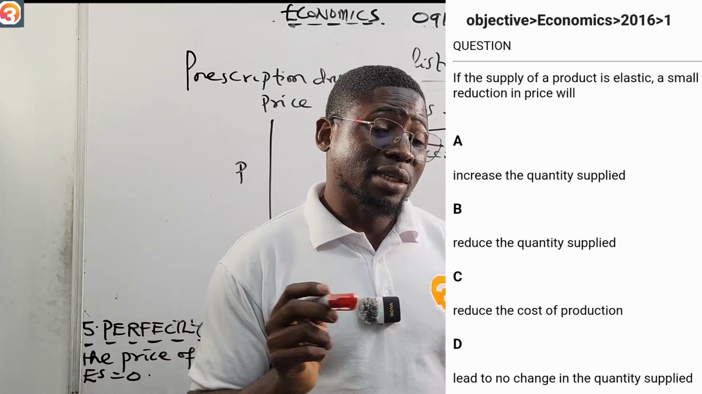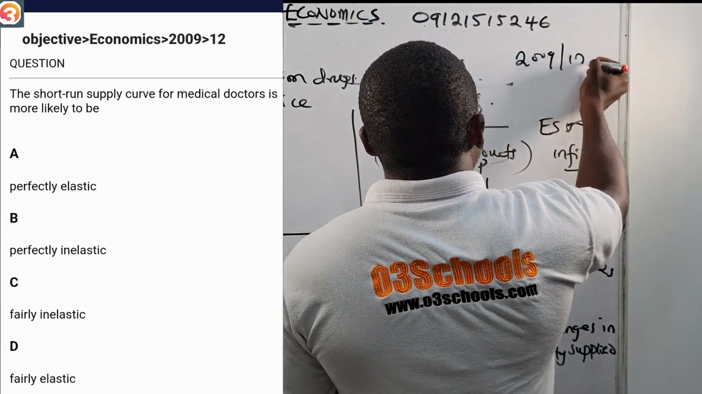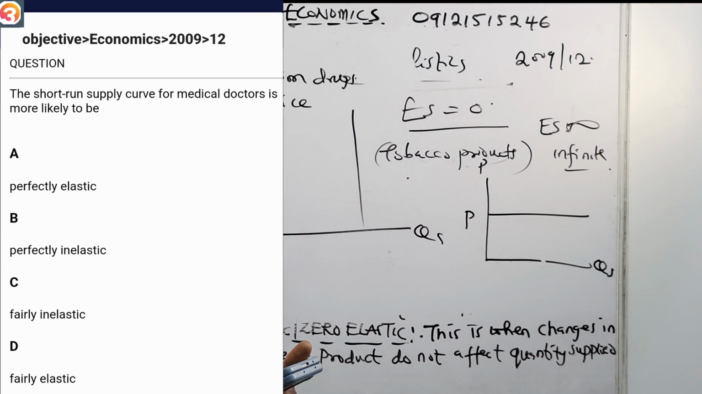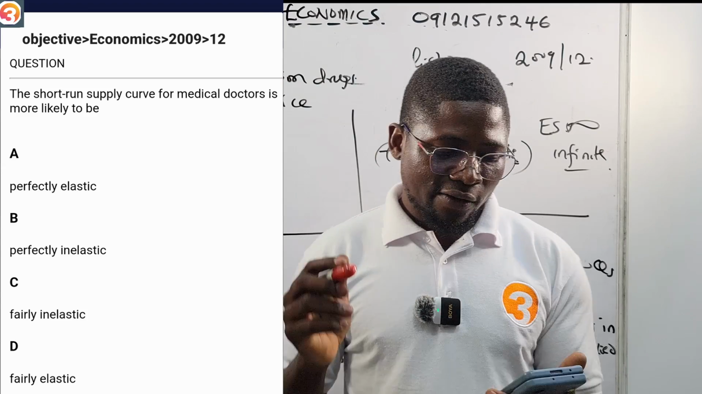Let's look at 2009 number 12 now. It says the short-run supply curve for medical doctors is more likely to be, I already told you about that, as an example, under what? A says perfectly elastic. B says perfectly inelastic. C says fairly inelastic. D says fairly elastic. So the correct answer is option C, fairly inelastic.